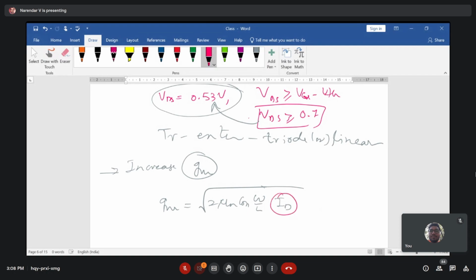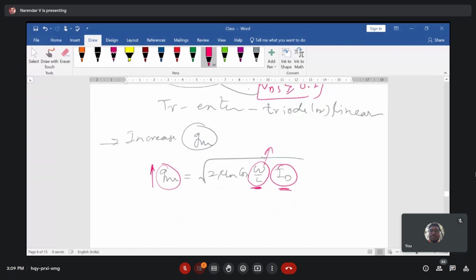Now here you have two parameters: one is ID and the other is W by L. If you increase the W by L, then you can maintain ID constant, or you increase ID and maintain W by L constant. Then only you can increase the value of GM. To increase the GM, you have two options: one is W by L, another one is ID. If you are increasing one parameter, then the other parameter should be constant.